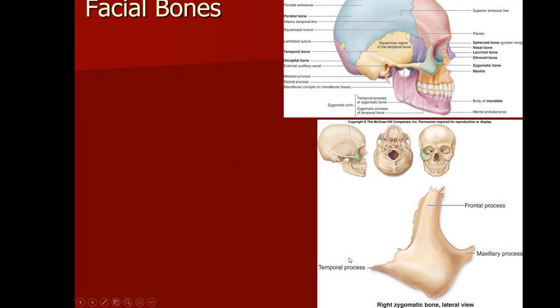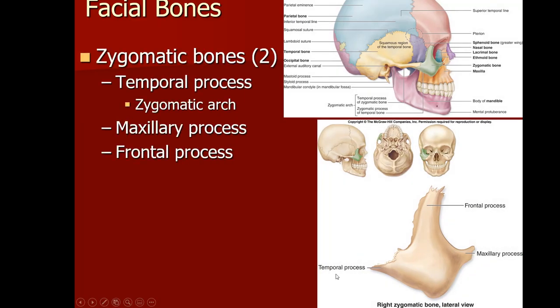All right, so moving on to the facial bones. So we're going to start here. This is called the zygomatic. There's a left and a right. The zygomatic bones make up your cheek.